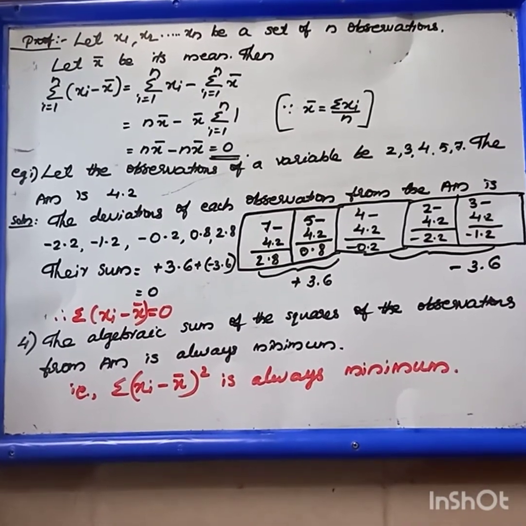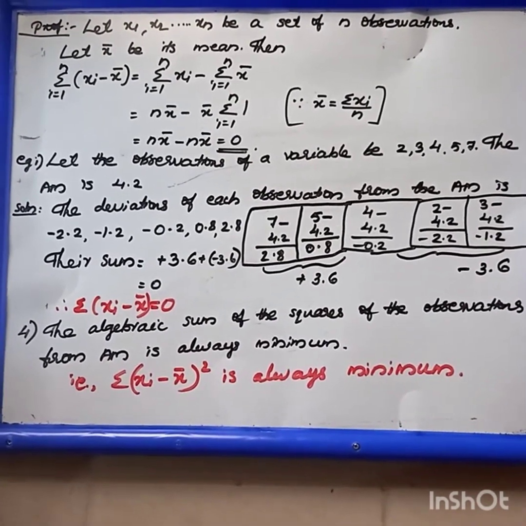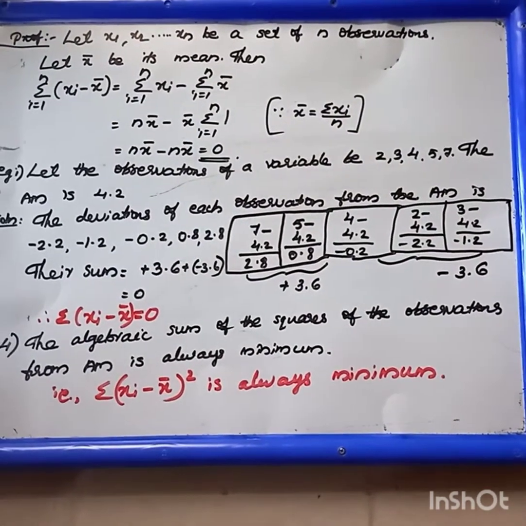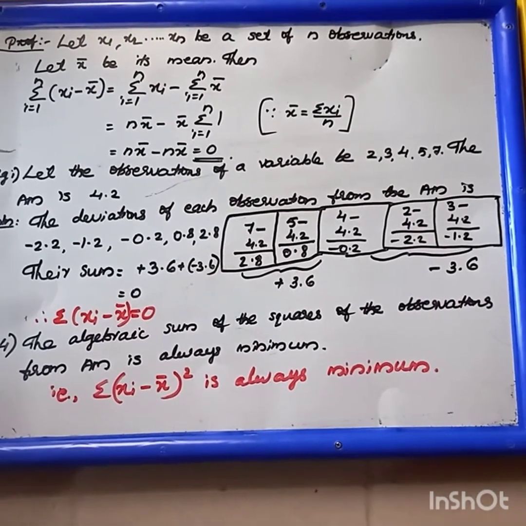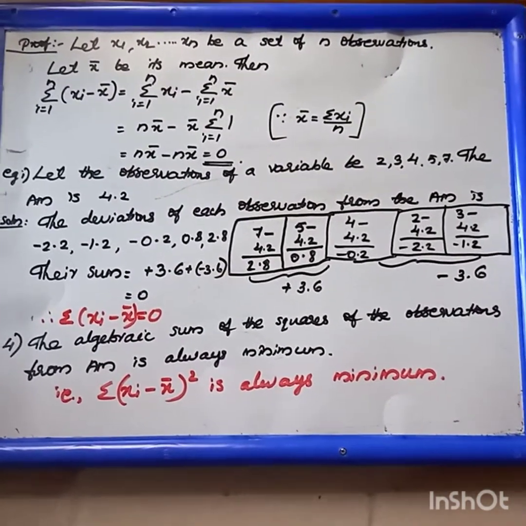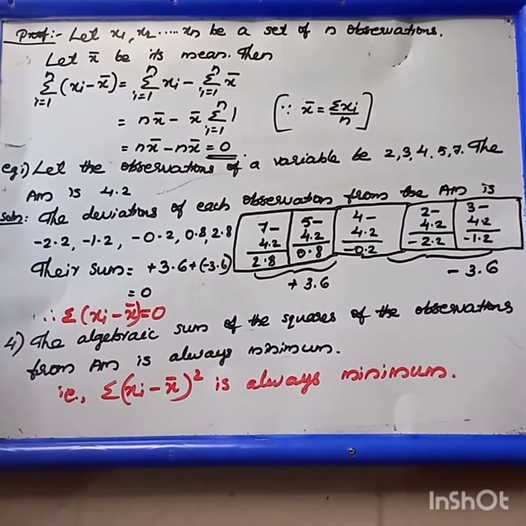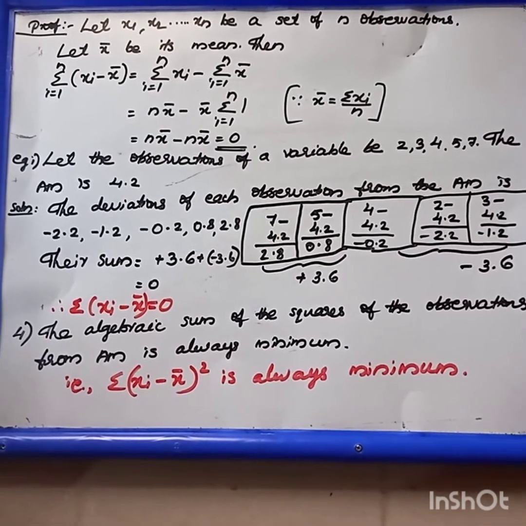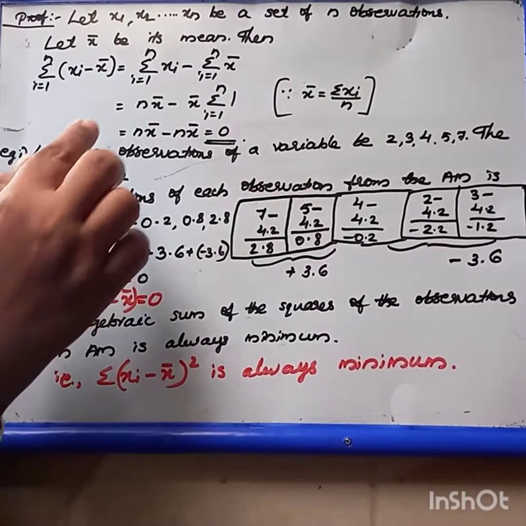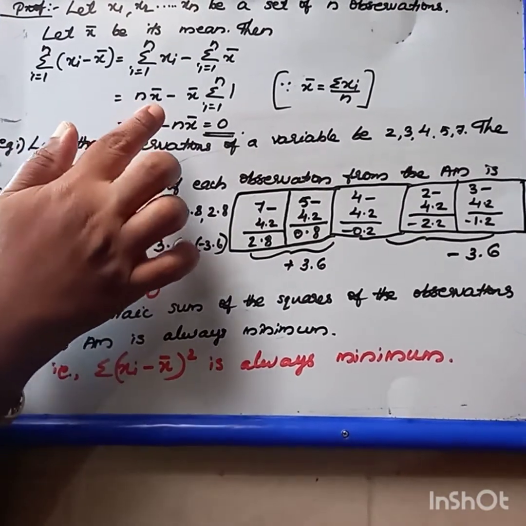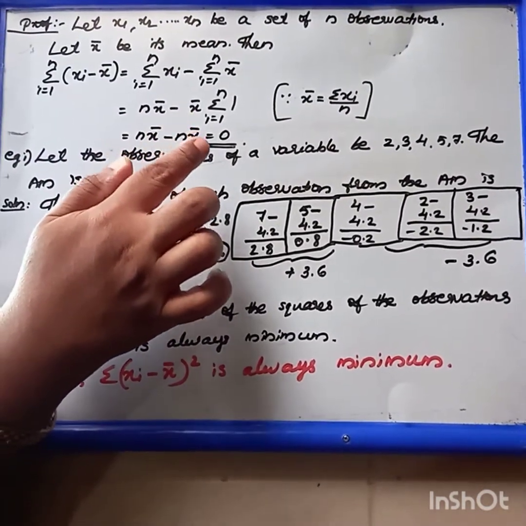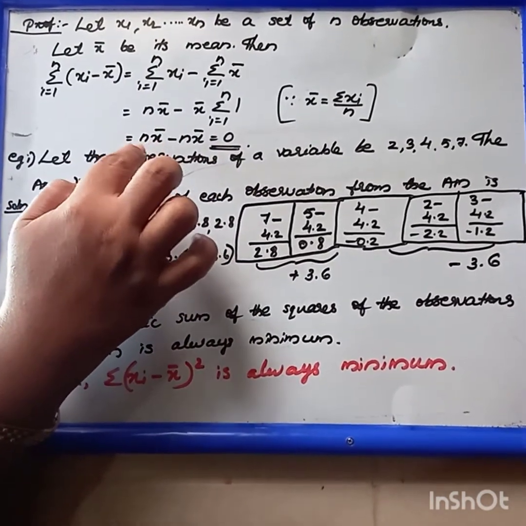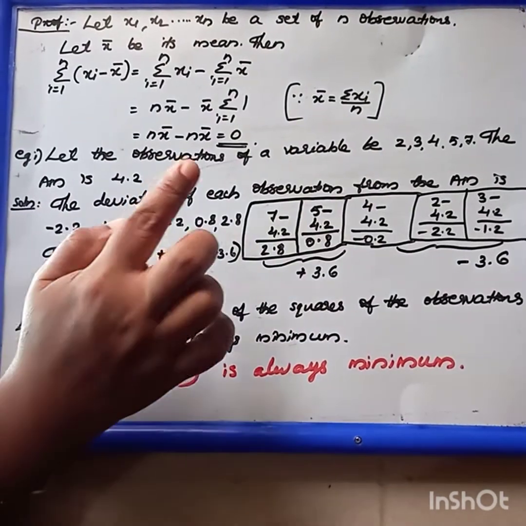Then summation i equals 1 to n of (xi minus x bar) is equal to, splitting that summation, summation i equals 1 to n of xi minus summation i equals 1 to n of x bar. We know that x bar is equal to summation xi divided by n, so the first quantity becomes n x bar. The second one is x bar into summation i equals 1 to n of 1, and summation i equals 1 to n of 1 is n. Therefore it is equal to n x bar minus n x bar, which is equal to 0.